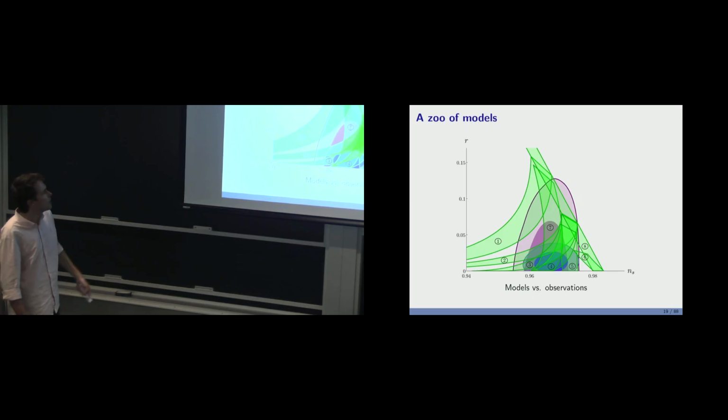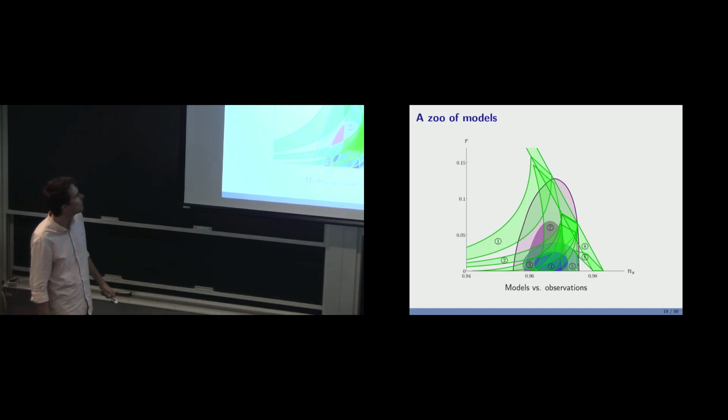Okay, so here are the models versus observations. You see that there are many models, 2, 3, 4, 5, 7. They all still fit the data pretty well. So there are many models, and again, depending on who you talk to, you'll get a different answer for which is the best model.